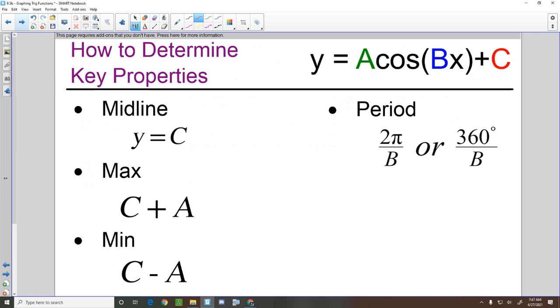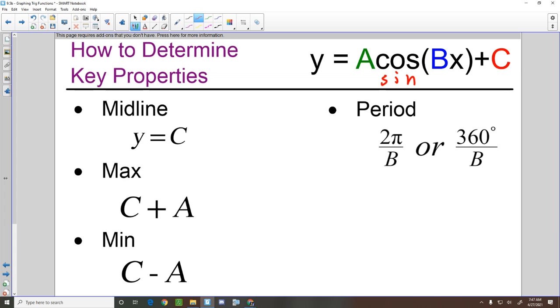But how do you determine these from the equation itself? So on the right there, I've got that general form of an equation. If you want, underneath this you can also write sine, because it could be either sine or cosine. We're going to be graphing both of them. But your A, B, and C are going to be the same regardless of the type of trig function we're graphing.